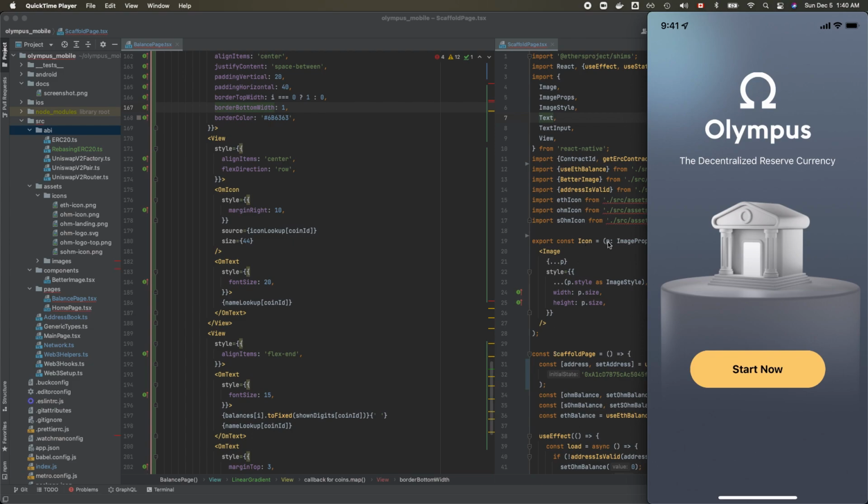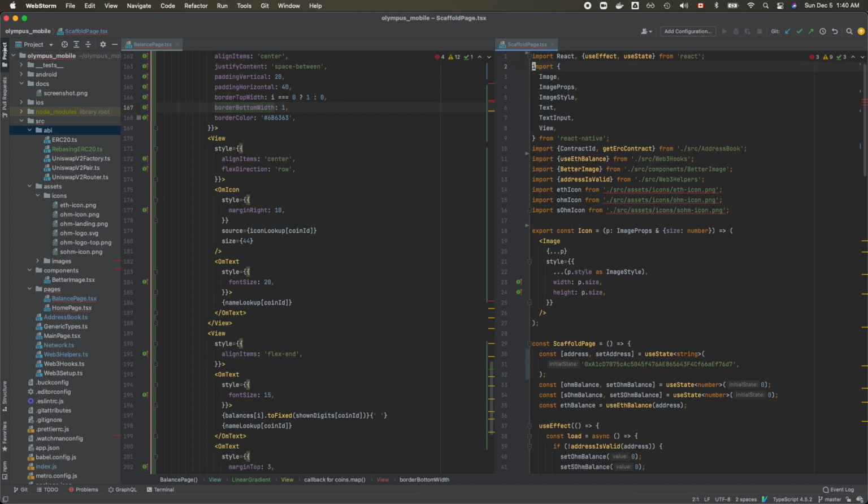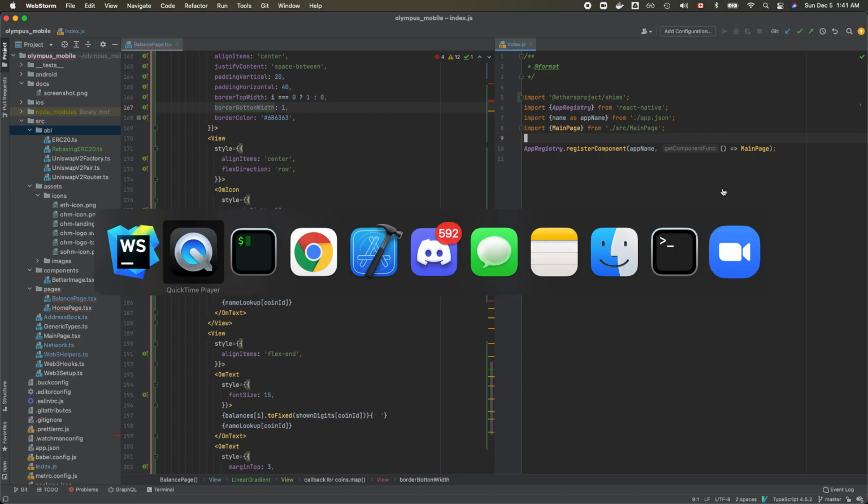Alright, so I found what the problem was. The problem was pretty much because this import ethers project shims was only imported at the top of the scaffold page, whereas I could actually put this on top of here, like on index, right? And now this application will always work.